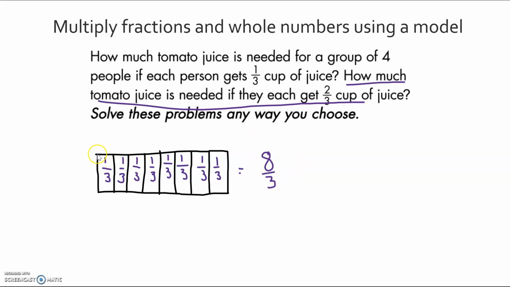So let's look. So 1/3 plus 1/3 plus 1/3 is equal to a whole. So that's 1 whole. 1/3 plus 1/3 plus 1/3 is equal to another whole. That's another whole. And then there are 2/3 left because there's no third to make it into a complete whole. So this will equal 2 wholes and 2/3.